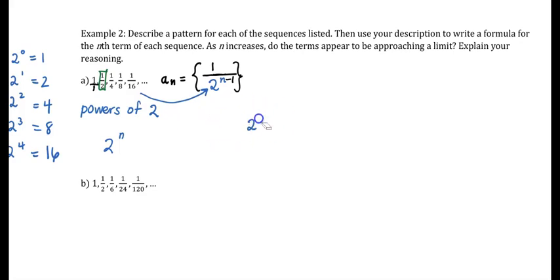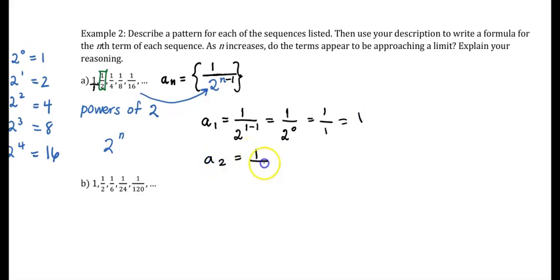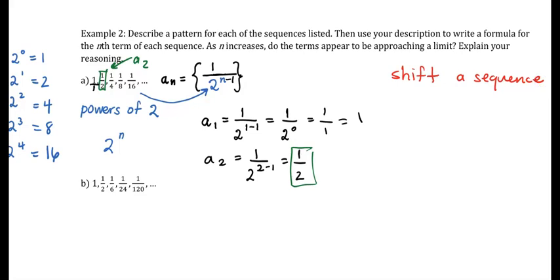So now if I choose the exponent to be n minus 1, then a1 would be 1 over 2 to the 1 minus 1, which is 1 over 2 to the 0, which is 1 over 1, which is 1. And then the second term of the sequence, when I plug 2 in for n, I get the 1/2 that I want for a2. So the point I want to make in this example is that you can shift a sequence depending on if you want to start at 1 or 0 with using n minus 1 or using n plus 1.